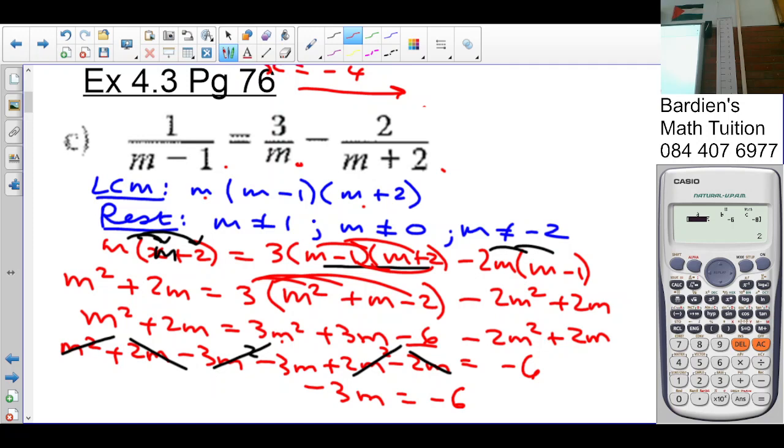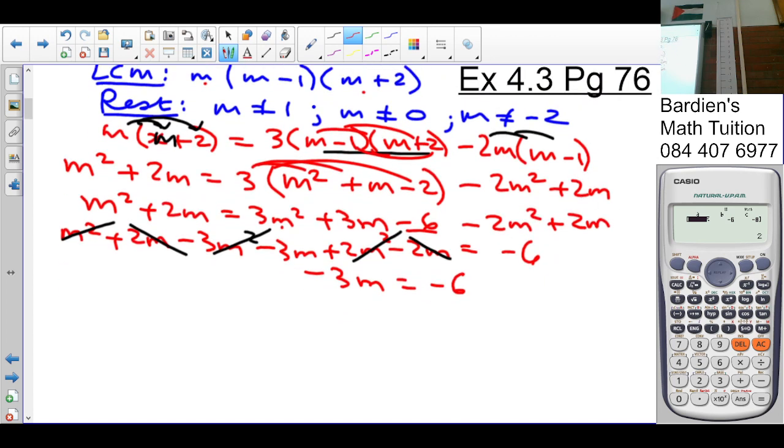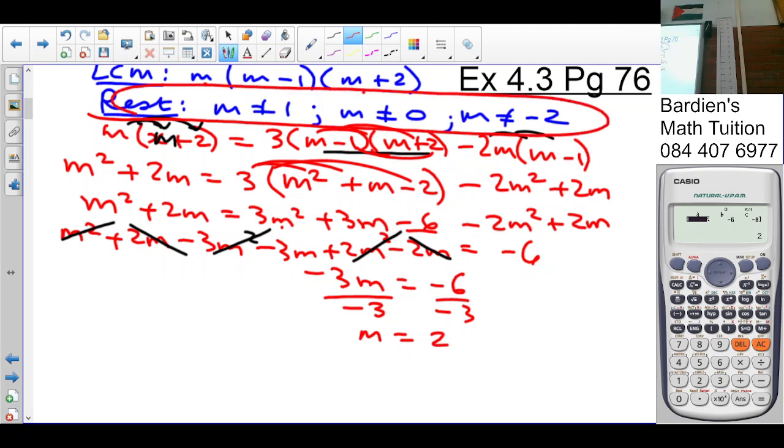So how do I get m on its own? I'm going to divide both sides by negative 3. So m is equal to? According to the restriction here, can m be 2? Yes, it doesn't affect that. That's your answer. Who got this one right? A few of you, no? The rest of you, please go check where you went wrong.